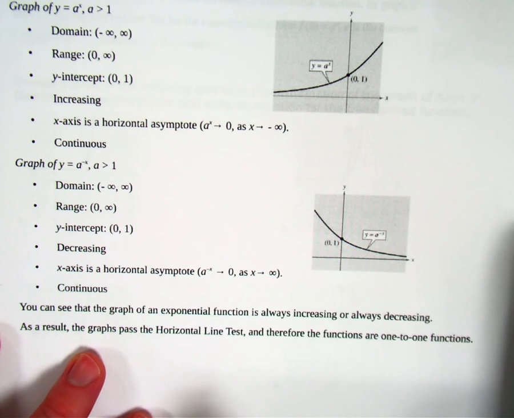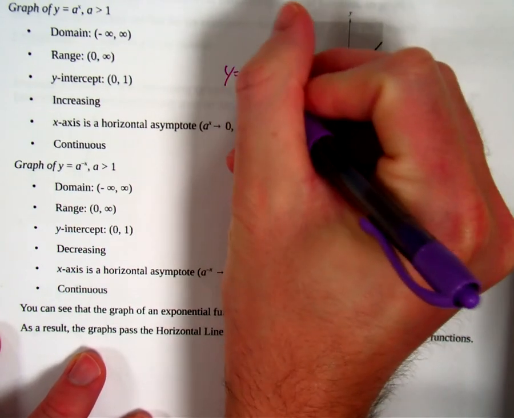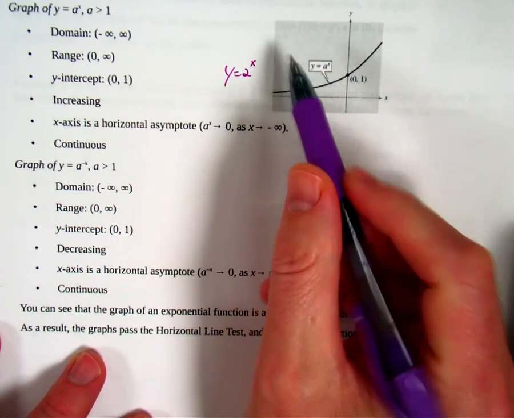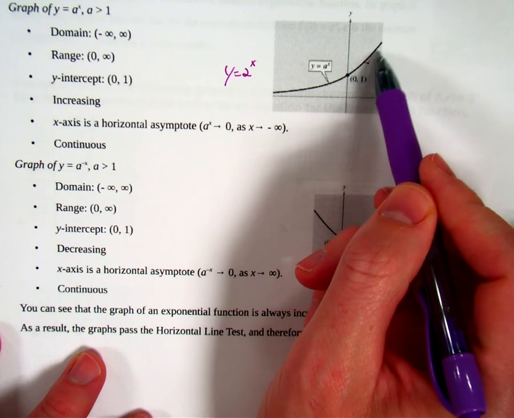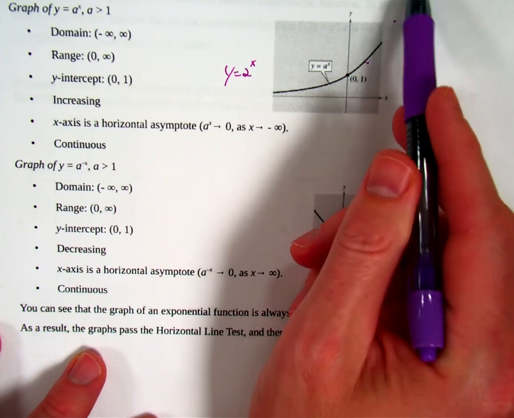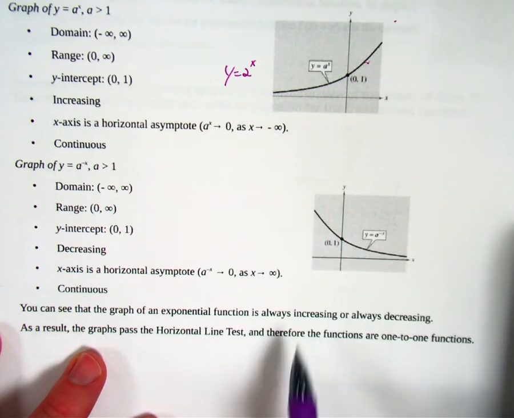Just as an example, if you had y equals 2 to the x, 2 to the first is 2. 2 squared is 4. 2 to the third is 8. 2 to the fourth, 16. It's going to keep getting bigger and bigger and bigger.